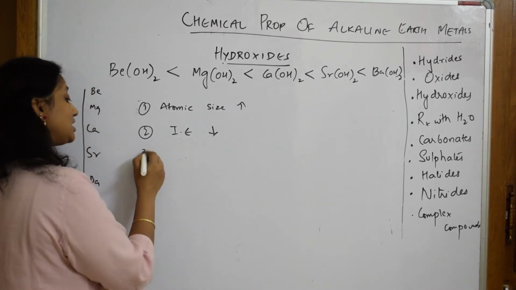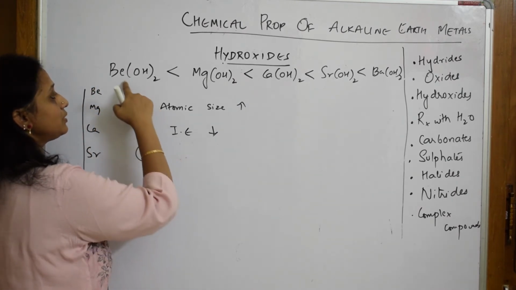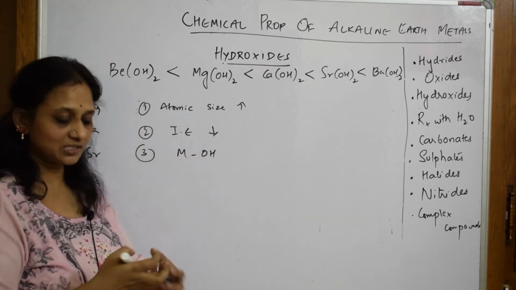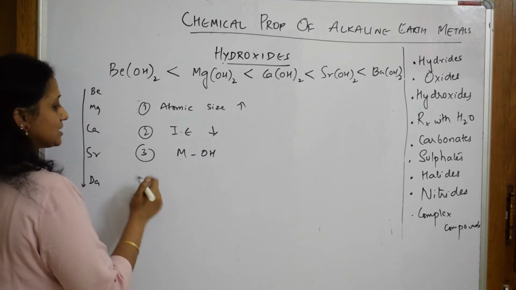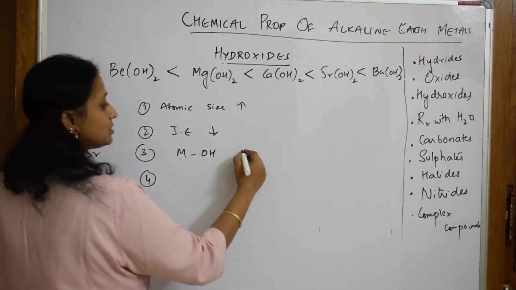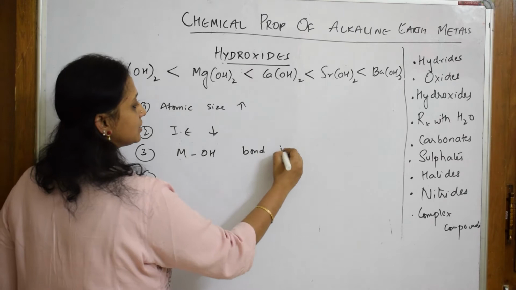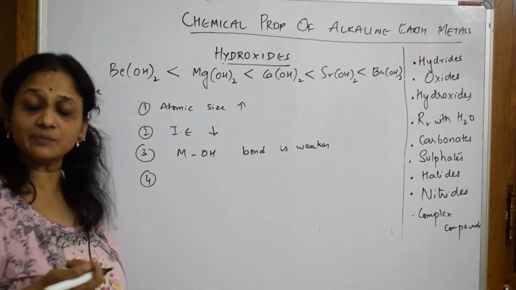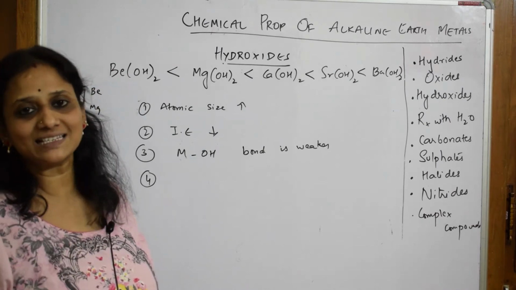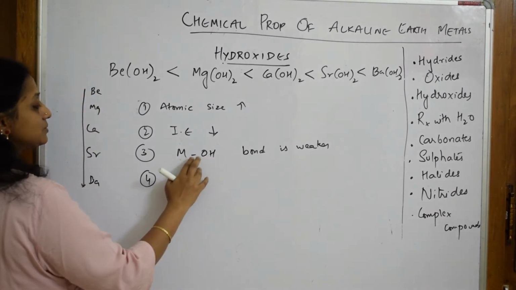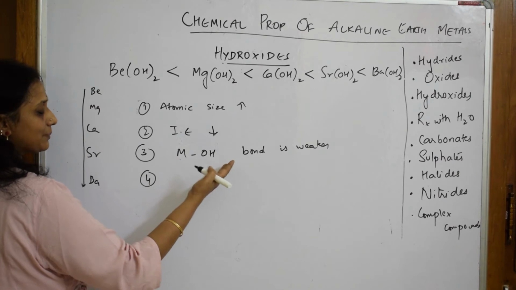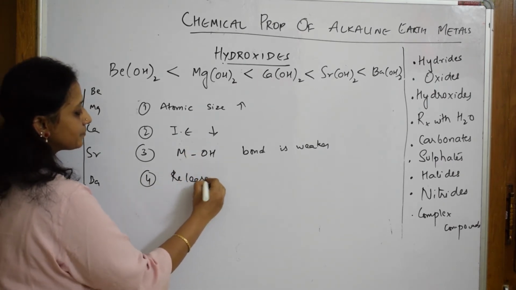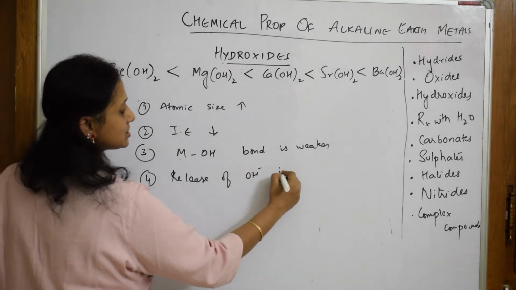When ionization enthalpy is less, what will happen to the bond between metal and hydroxyl? The metal and hydroxyl bond will become weaker because the size is increasing. When the metal and hydroxyl bond is weaker, I can easily break this bond. When I can easily break this bond, release of OH minus becomes easier. So what is the concept? Metal bond is weaker, so release of OH minus is easier, isn't it?